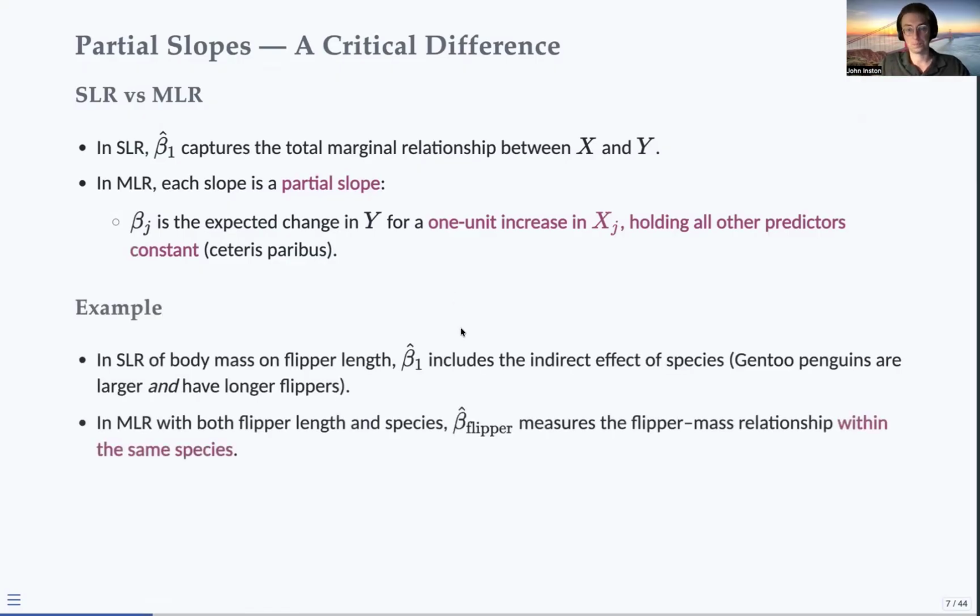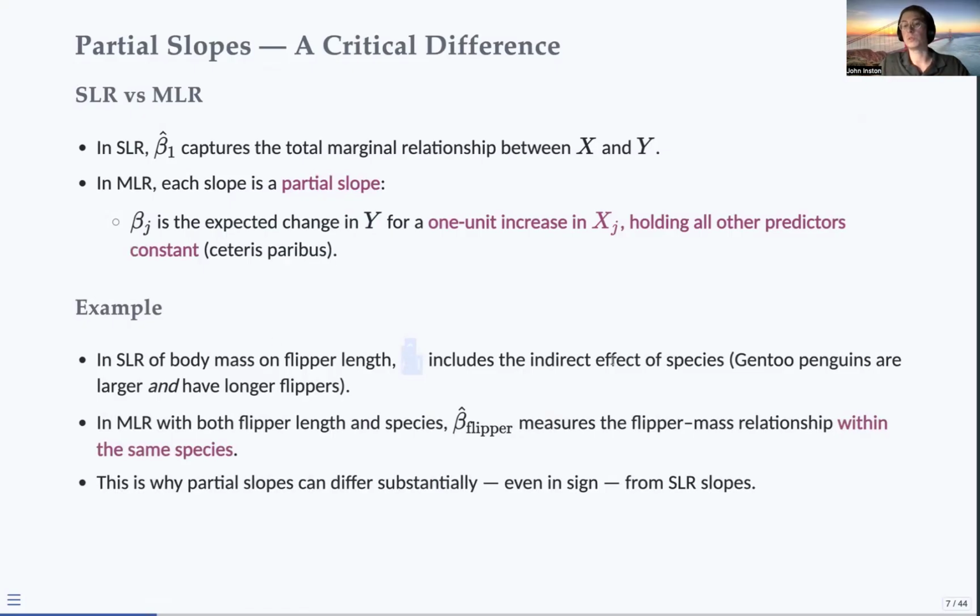So I've discussed this before, this idea of how in simple linear regression, we just had beta 1, which was the response of body mass corresponding to flipper length. However, in multiple linear regression, we would introduce beta hat, which in this case I've described as flipper, but this would have multiple betas in it. It would have beta 1 and beta 2, beta 1 corresponding to flipper length and beta 2 corresponding to species. And we'd be able to have two partial slopes.